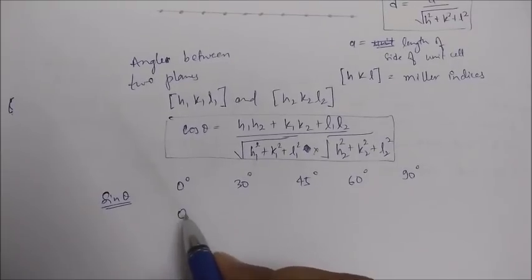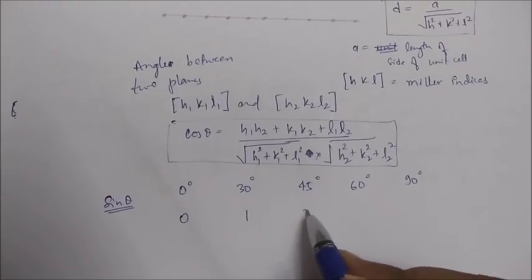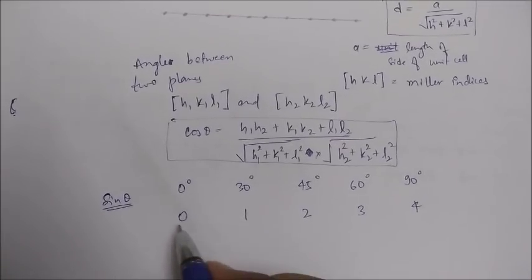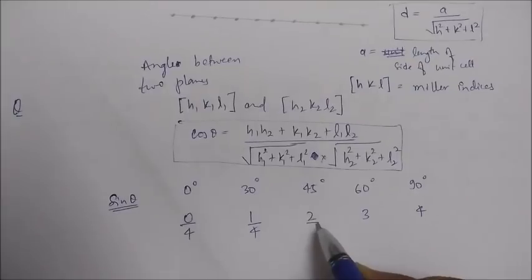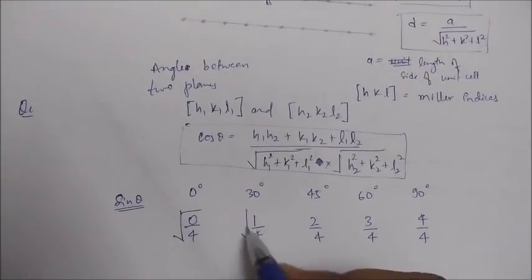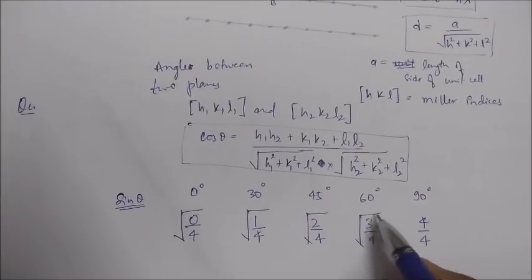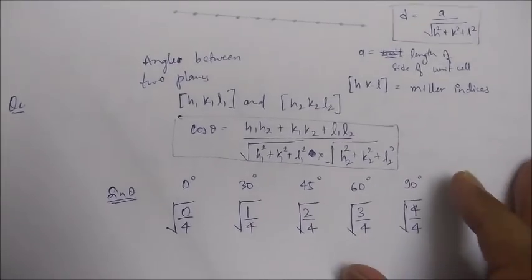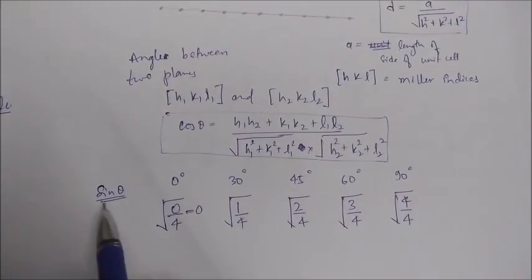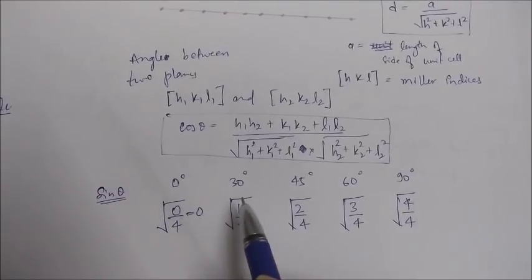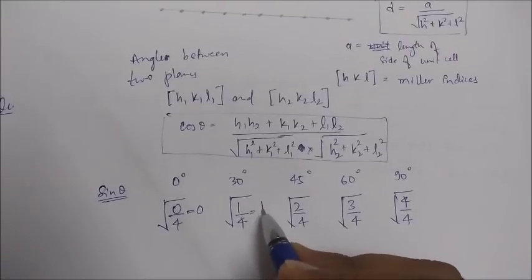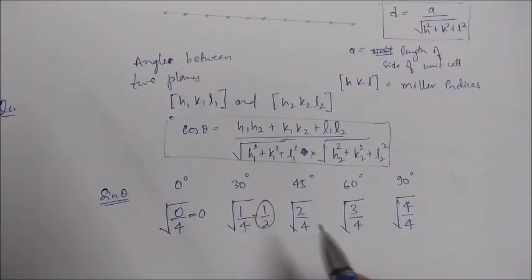Now just write the numbers as I am writing: 0, 1, 2, 3 and 4. Remember, start with 0 and go to 4. Now divide all the numbers by 4 and take under root of all of them. The values you get will correspond to each sine value. So 0 divided by any value gives 0, and under root of 0 is 0, so sine 0 will be 0. Now for sine 30, 1 upon 4 under root gives under root of 1 is 1 and under root of 4 is 2. So this will give you 1 by 2.